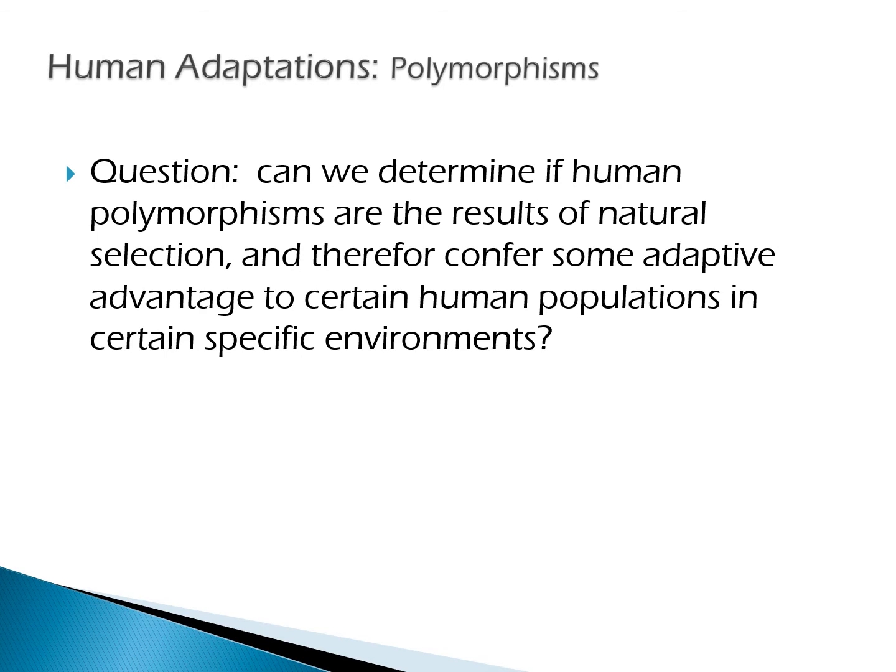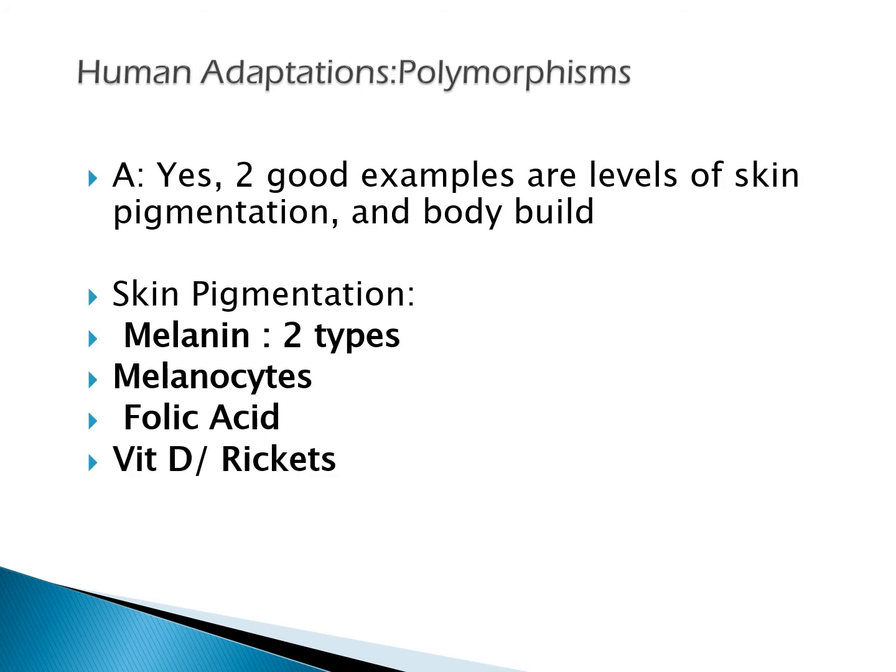So the big question for the balance of your chapter is, can we determine if human polymorphisms are the results of natural selection? And therefore, the variety means that some of your ancestors have had advantages with those genetic combinations in their original or specific environments. And the answer to that is, sometimes we can tell.